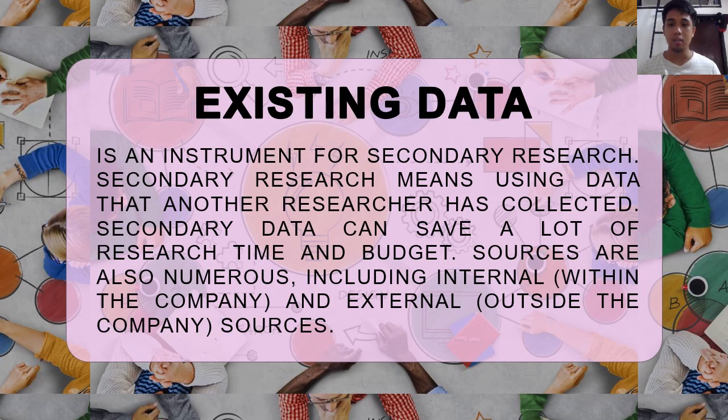Next is the existing data. Existing data is an instrument for secondary research. Secondary research means using data that another researcher has collected. Secondary data can save a lot of research time and budget. Sources are also numerous, including internal, within the company, and external, or outside the company. So external data is more like using the existing data from another researcher.